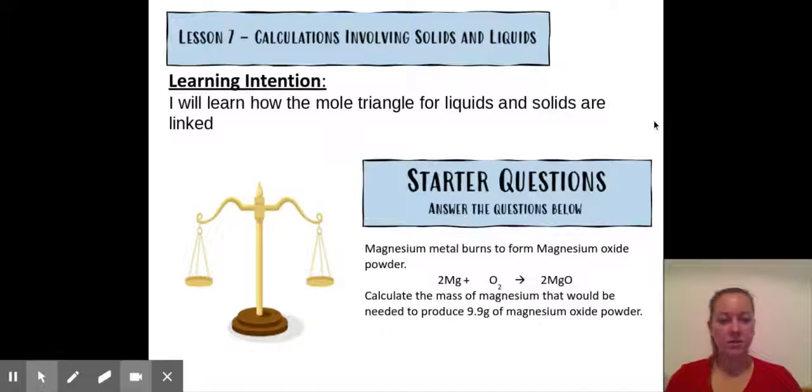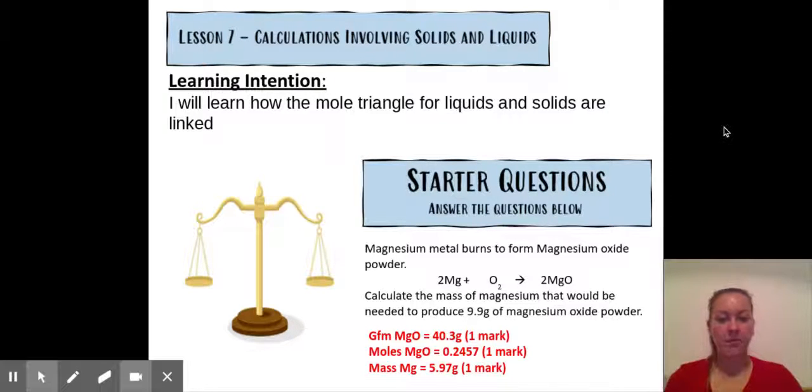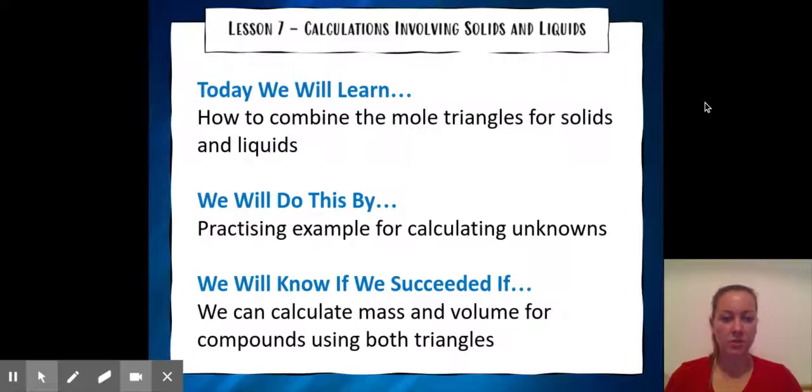So the answer is, the gram formula mass of magnesium oxide is 40.3. So that enables you to calculate the number of moles, which is 0.2457. The mass of magnesium that is required, so we're kind of working backwards this time, is 5.97 grams. And if you're unsure on how to do that, then please see your teacher ASAP.